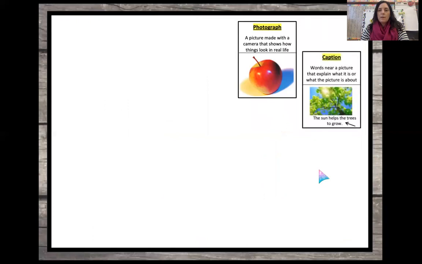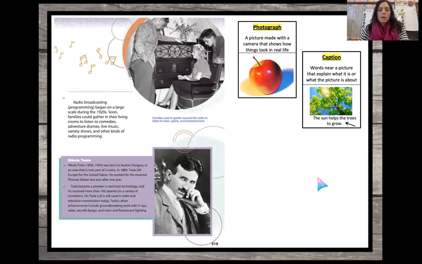So photographs and captions. Photographs, remember, are pictures that are made with a camera that show how things look in real life. And then captions are the words near the picture that explain what it is or what the picture is about. So on page 319, here we have paragraph 25. Radio broadcasting began on a large scale during the 1920s. Soon families could gather in their living room to listen to comedies, adventures, dramas, live music, variety shows, and other kinds of radio programs. And in the top right here, there's a picture.